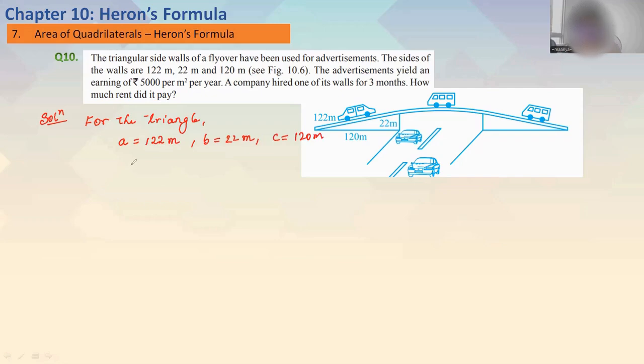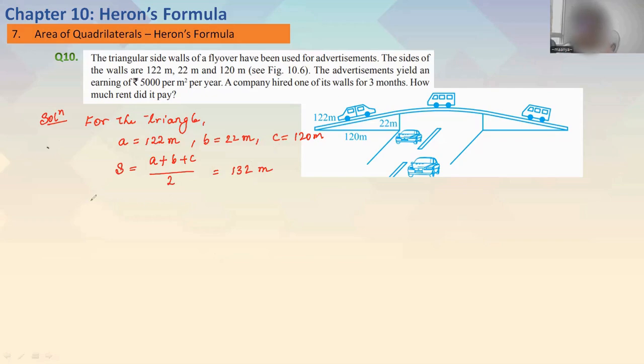Give me the semi-perimeter. S equals A plus B plus C, whole over 2. Which is 122 plus 22 plus 120, that is 264 meters, upon 2, which is 132 meters. You're sure, right? Yep. Go on.